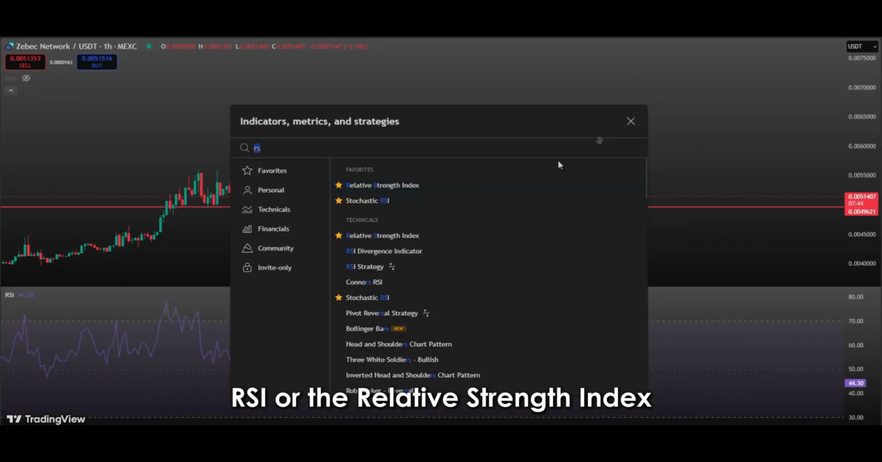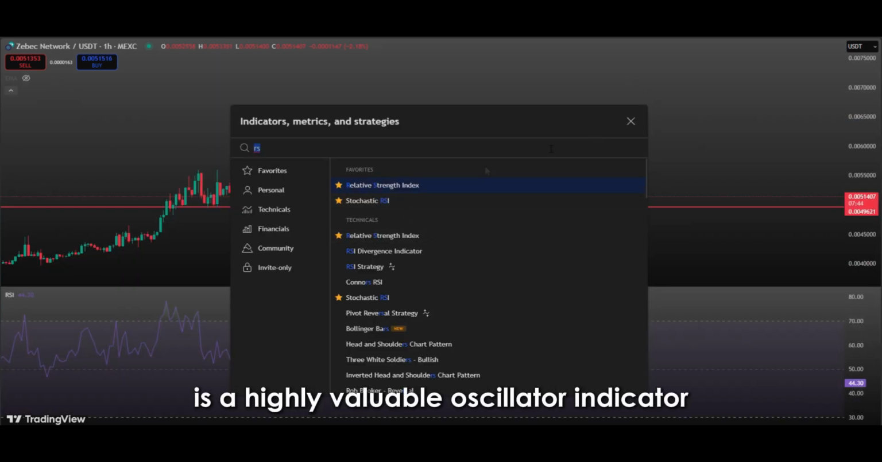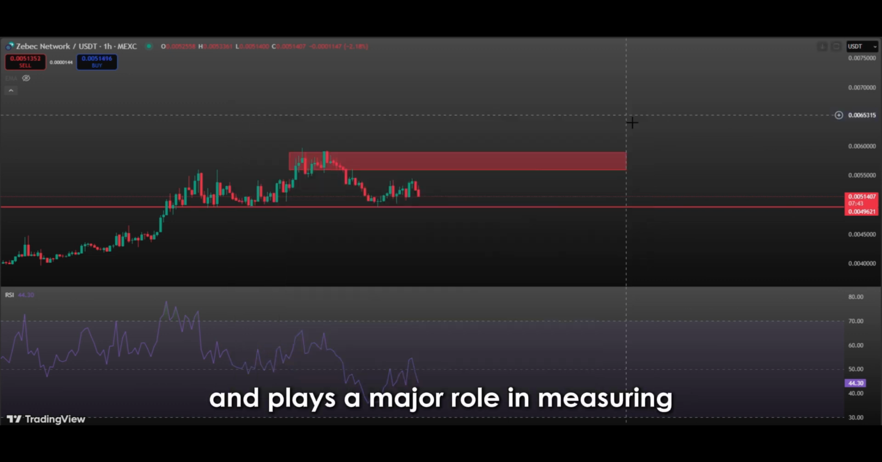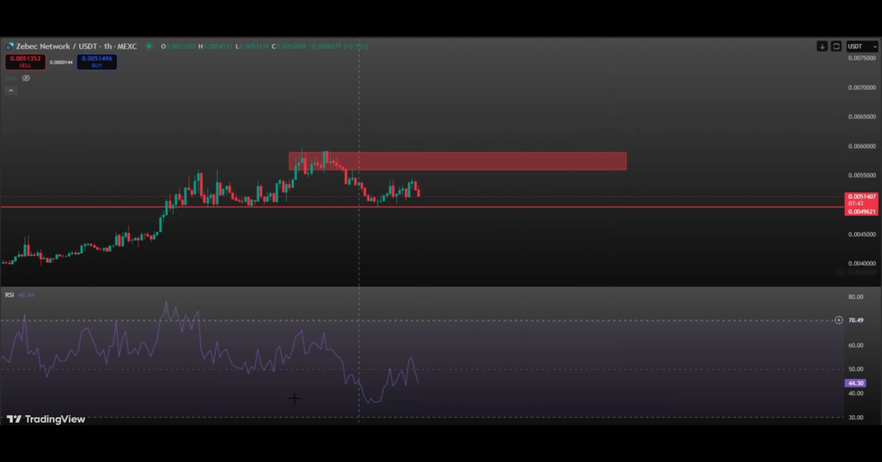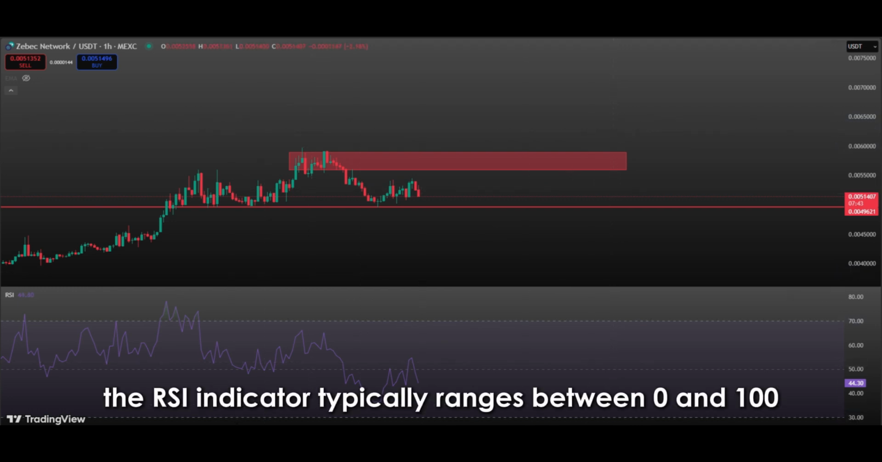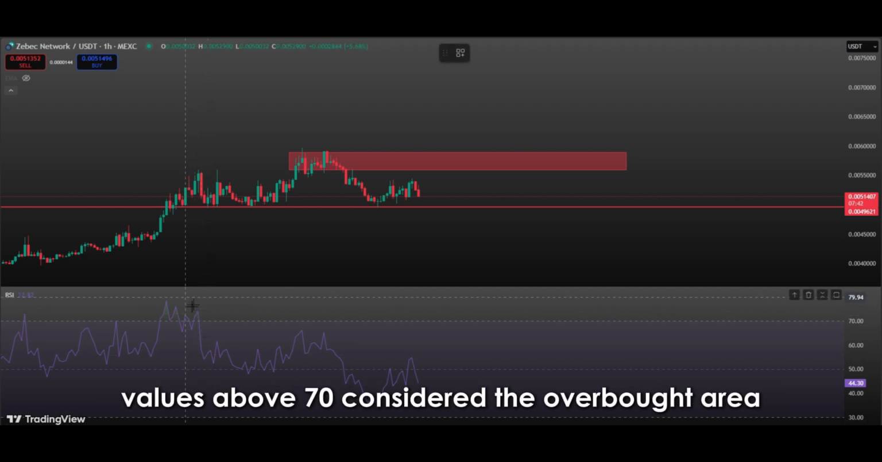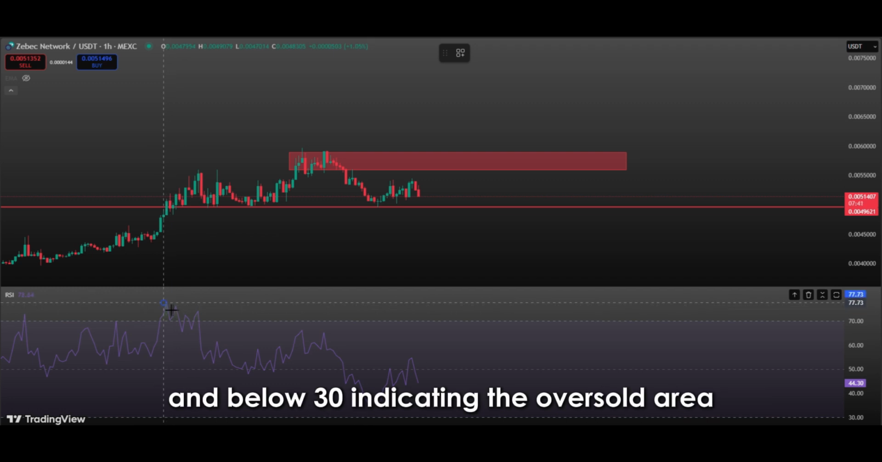RSI, or the Relative Strength Index, is a highly valuable oscillator indicator frequently used in technical analysis and plays a major role in measuring the momentum of price movements. The RSI indicator typically ranges between 0 and 100, with the 50 level representing the neutral zone, values above 70 considered the overbought area, and below 30 indicating the oversold area.